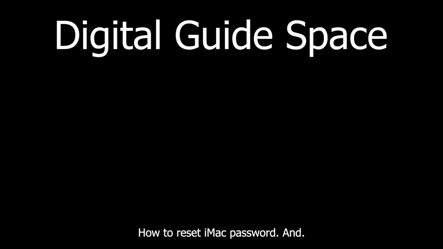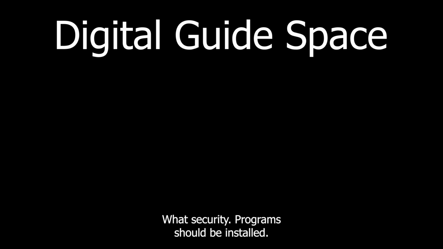How to reset iMac password and what security programs should be installed. Restart your Mac. While it is restarting, press and hold the Command plus R keys until you see the Apple logo. Go to the Apple menu at the top and click Utilities. Then click Terminal. Type reset password in the terminal window. Then hit Enter. Type your password and a hint. Finally, click Restart.